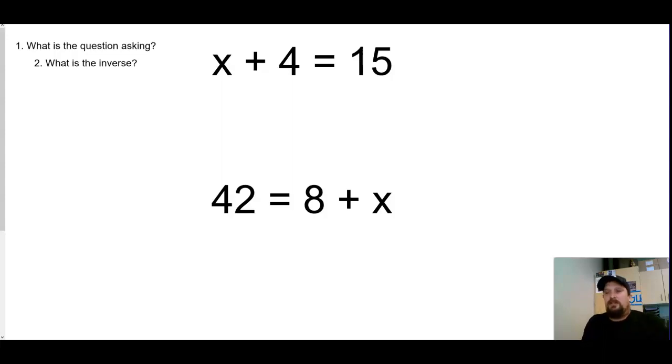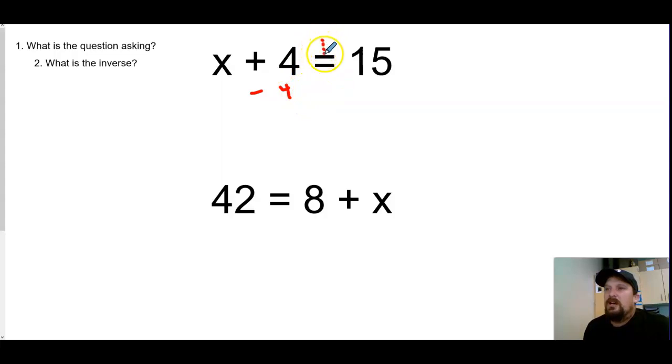Our first equation is x plus 4 equals 15. We first ask, what's the question asking? It's basically saying what number plus 4 equals 15. Hopefully we know that 11 plus 4 equals 15. Now, to show our work, we need to know what the inverse is. We have a plus 4 here, so what's the inverse of a plus 4? That is a minus 4.